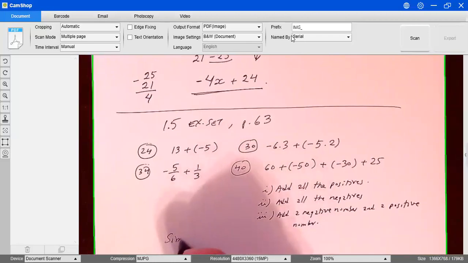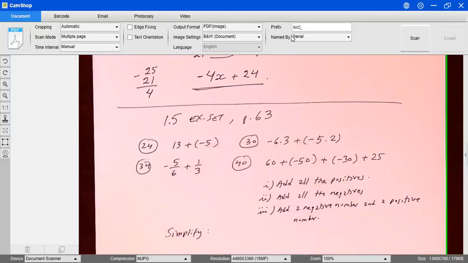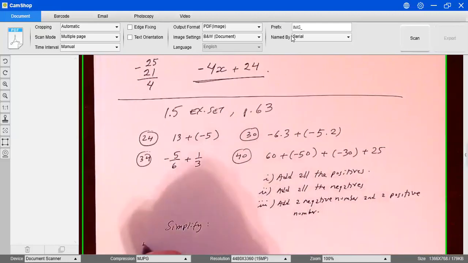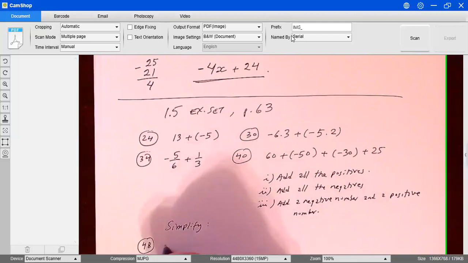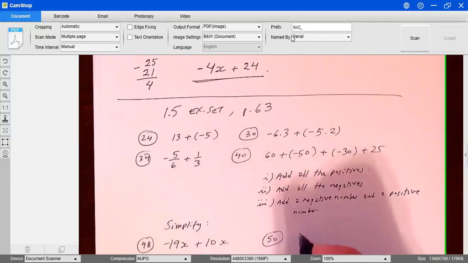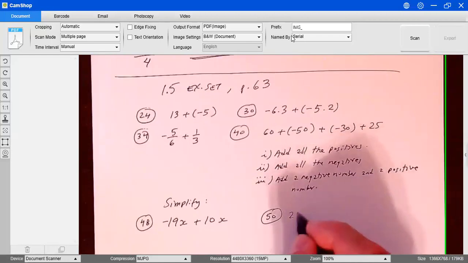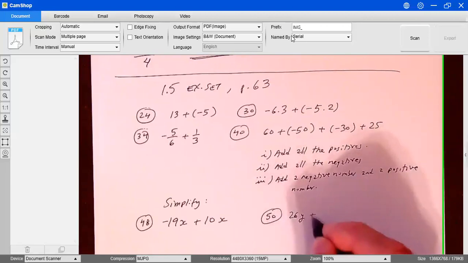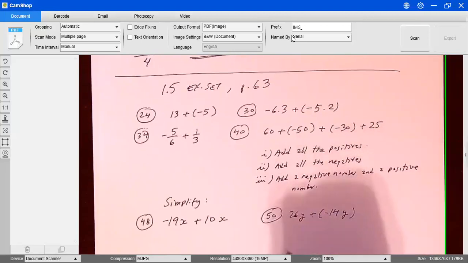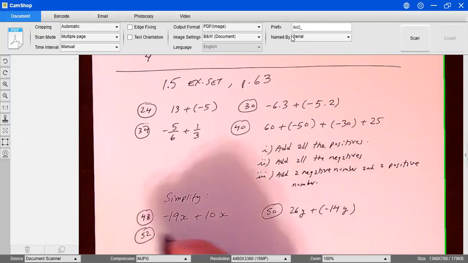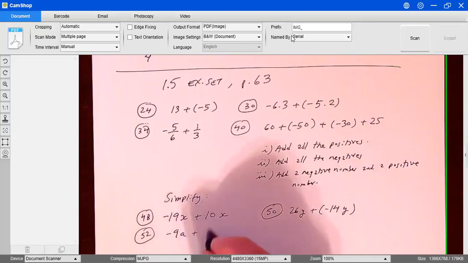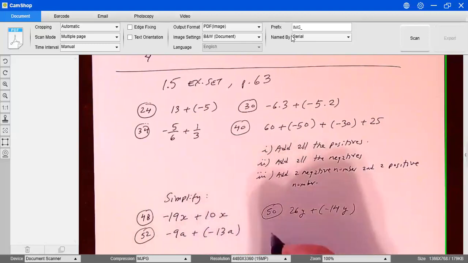So you're going to simplify the following problems. So we have 48, -19x plus 10x. Problem 50 is 26y plus -14y. Then 52, -9a plus -13a. Then 54.